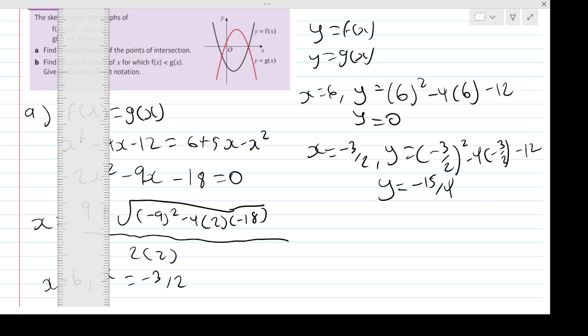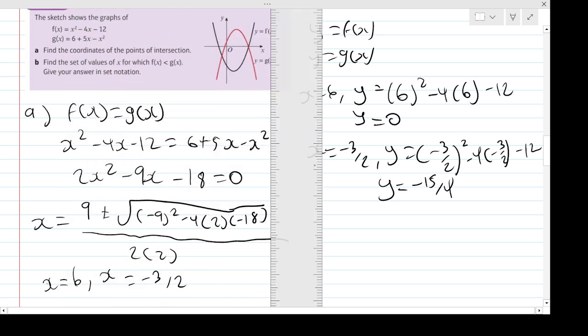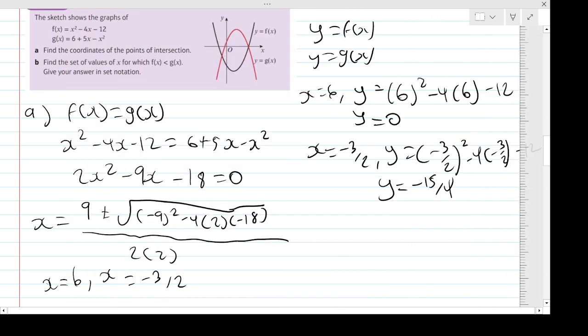So that's the two solutions, right? Two pairs of solutions, x and y. But we need to get the coordinates. So the coordinates will be 6 and 0, and minus 3 over 2 and minus 15 over 4. Okay, so the x, y coordinates. I'm going to say the coordinates are, there we are. So that's the answer to part A.